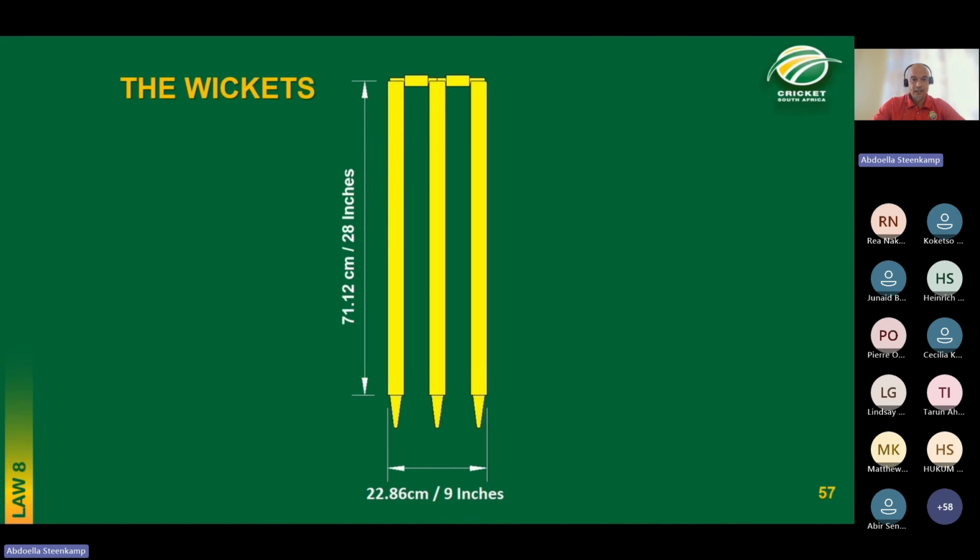The length of the wickets, and if you look at the picture, you can see it's measured because this bottom part goes into the ground, so it's measured from here right up until here. That measurement is 71.12 centimeters.